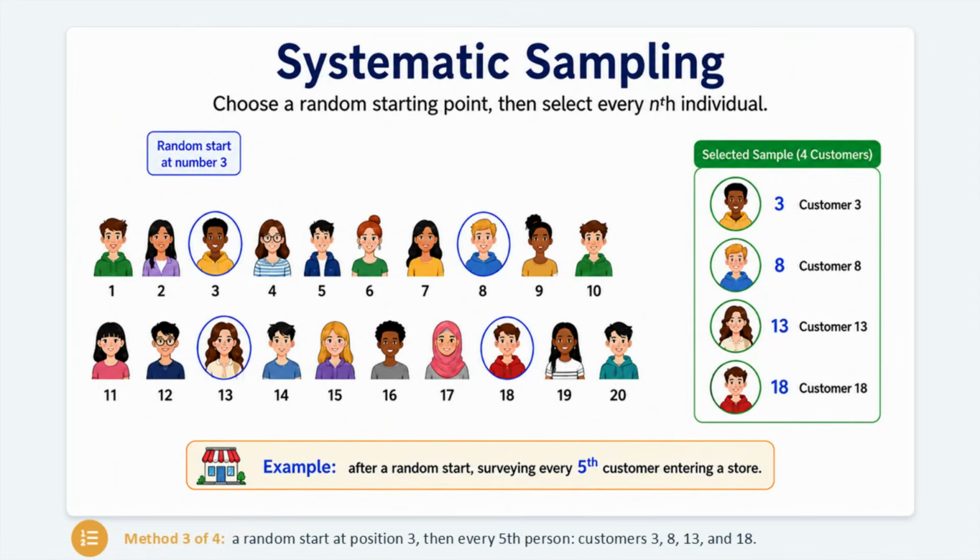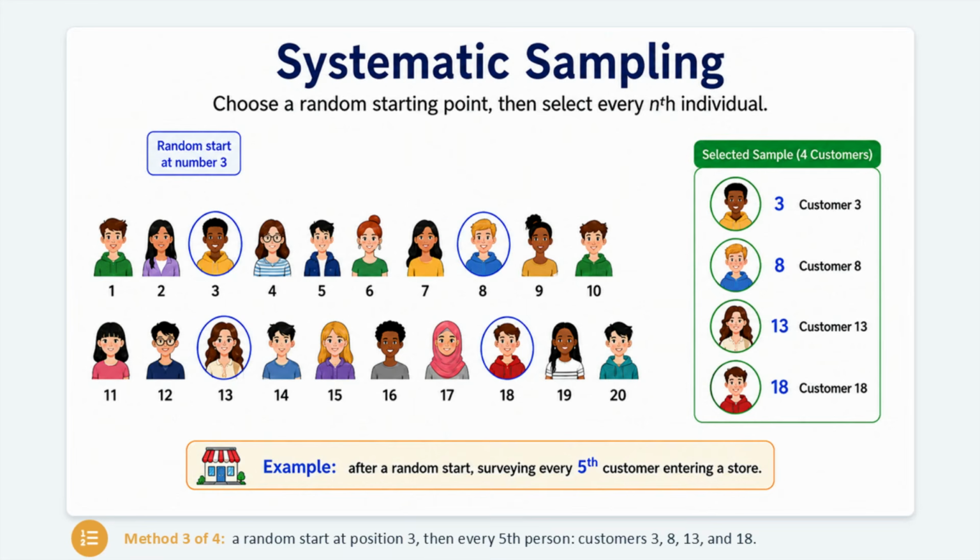All right, let's look at the picture for our third method, systematic sampling. Instead of choosing each person separately at random, we do something a little different. We choose a random starting point and then select every kth person after that. Look at the row of 20 people. Up in the corner, you can see that our random starting point is person 3. So we begin with person 3.